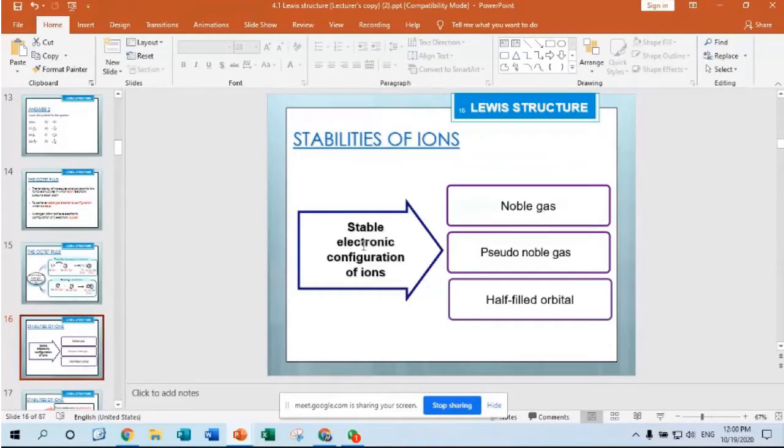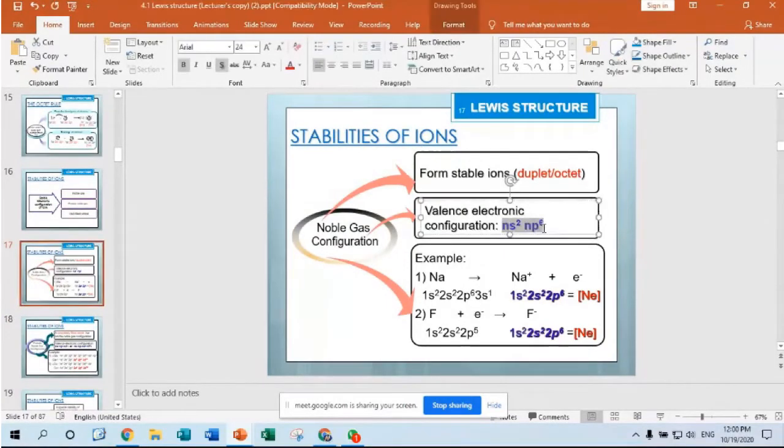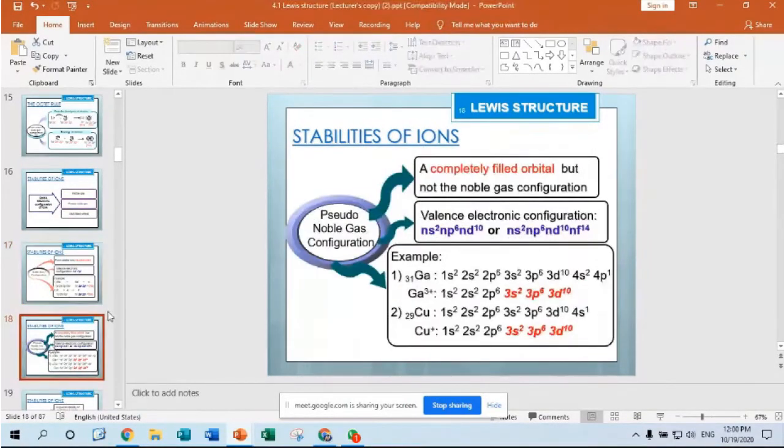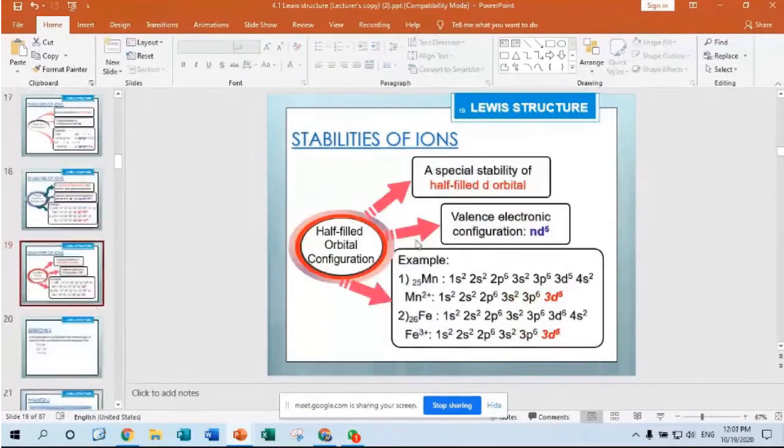So there are 3 types of stability: noble gas, pseudo-noble gas, half-filled orbital. So for stability, the first one, noble gas, is based on ns2 and p6. Pseudo-noble gas, ns2 np6 nd10 or ns2 np6 nd10 and f14. Half-filled nd5.